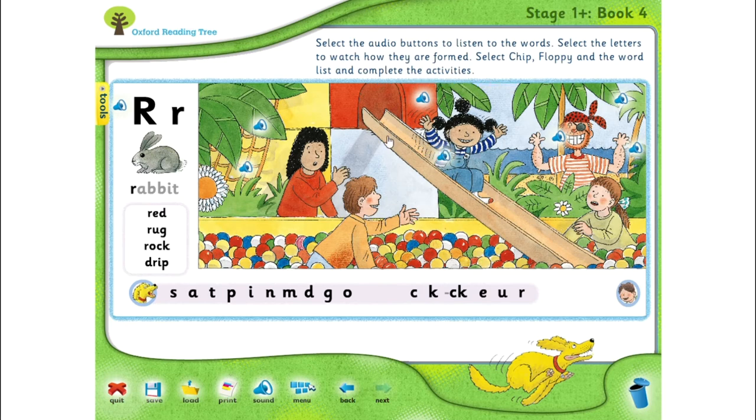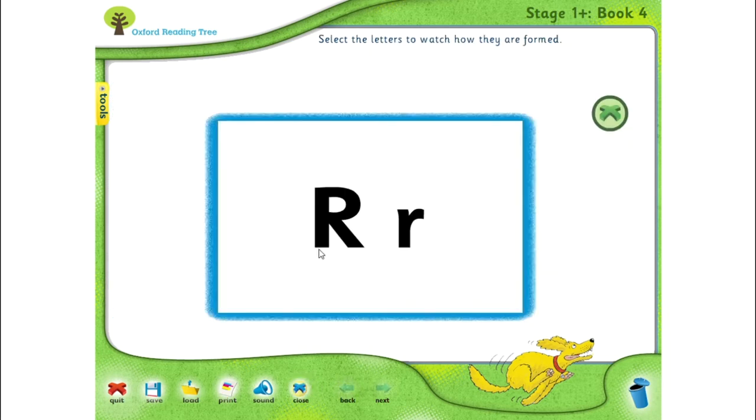Okay, good. Let's remember how to trace the letter. The capital R goes like this, down, like a semicircle, and down again. And the lowercase, down and up with a little tail there. Quite simple, right? Remember that you can do it at home with your finger or with a pencil on a sheet of paper, with your finger on the table.